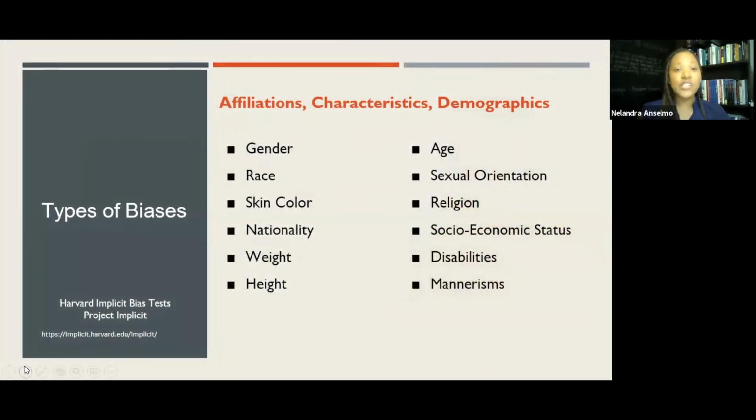So bias really can be based on lots of different affiliations, characteristics, demographics. We have some listed here. We said they're kind of preconceived notions about different groups, and unchecked, really, they can be dangerous, and they really can lead to discrimination. Even when we are aware of them, it can be hard to shake them.